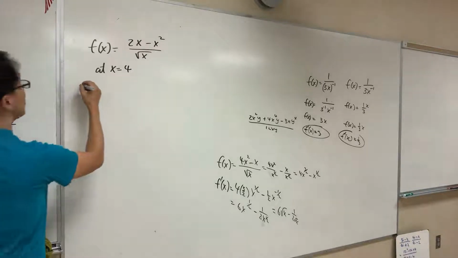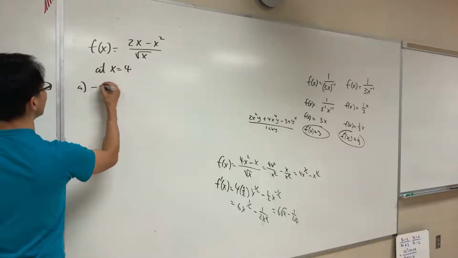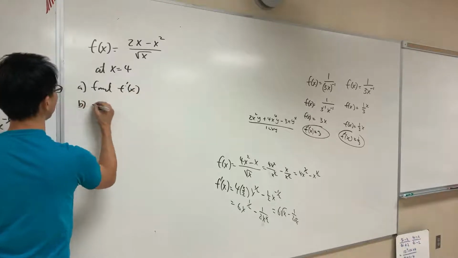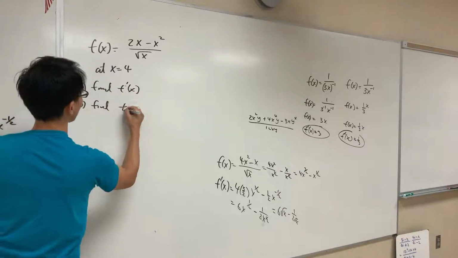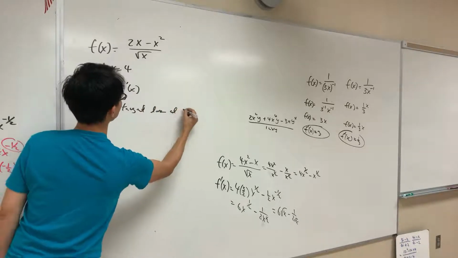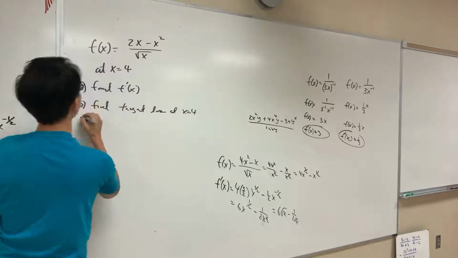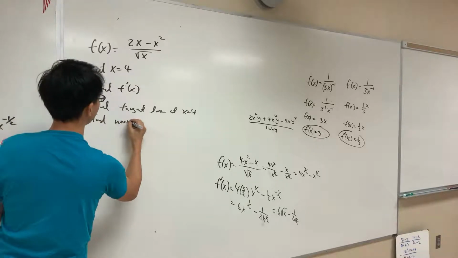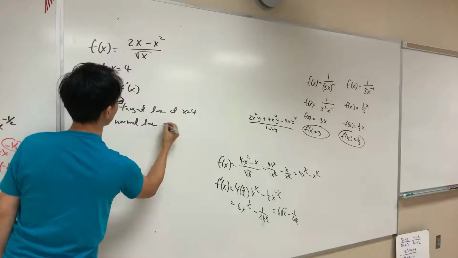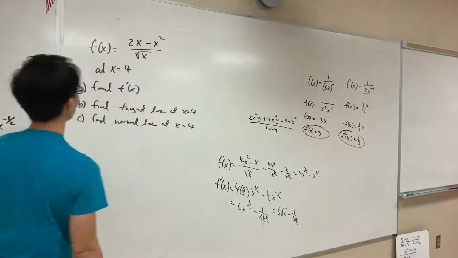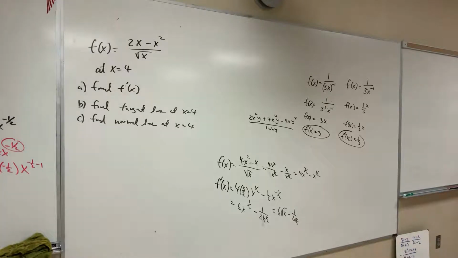Okay, so find f prime of x, b, find the tangent line at x equal to 4, and c, find the normal line at x equal to 4. Pretty much you're going to have tangent lines and normal lines all the time.